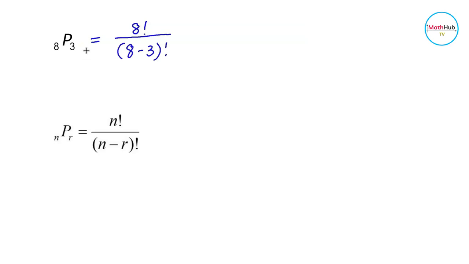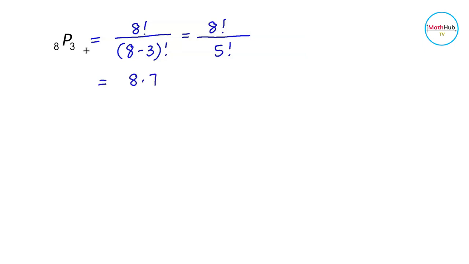Solve permutation 8 taken 3. This is just equal to 8 factorial divided by (8 minus 3) factorial. This is just the same as 8 factorial, the numerator, and the denominator, 8 minus 3 is equal to 5, so that is 5 factorial. To simplify this, we will rewrite 8 factorial as 8 times 7 times 6 times 5 factorial. Copy 5 factorial in the denominator. We can cancel 5 factorial, both numerator and denominator. That leaves us with 8 times 7 times 6, and that is equal to 336.